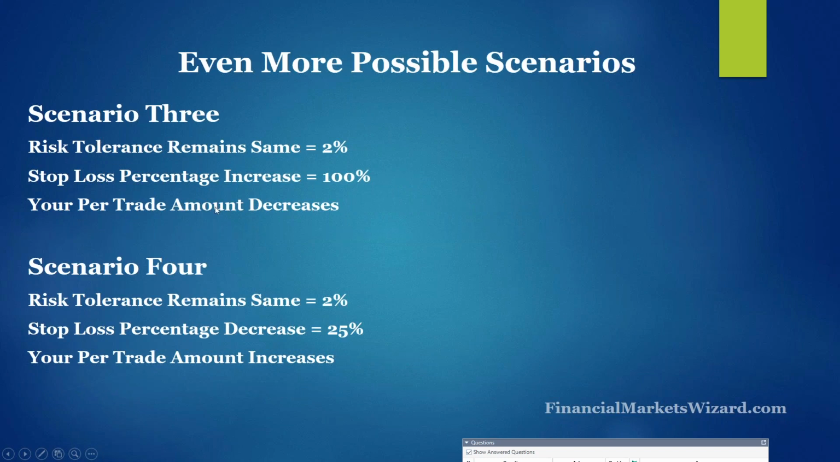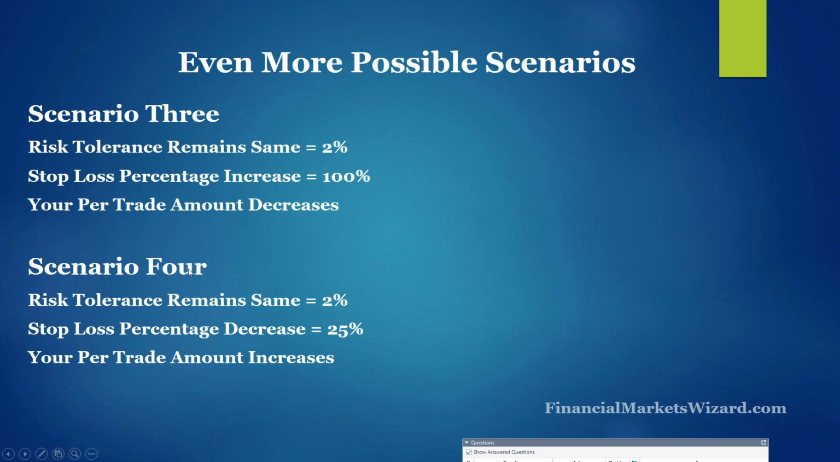Scenario 3. Risk tolerance remains the same. So you say, no, my risk tolerance is only 2%. But let's say in this option you're buying an out of the money call. And with out of the money calls, if the stock doesn't move, the time decay kicks in and you can lose 100%. So in that scenario, when you are willing to lose 100%, then your trade amount will decrease, because you are willing to lose 100%.